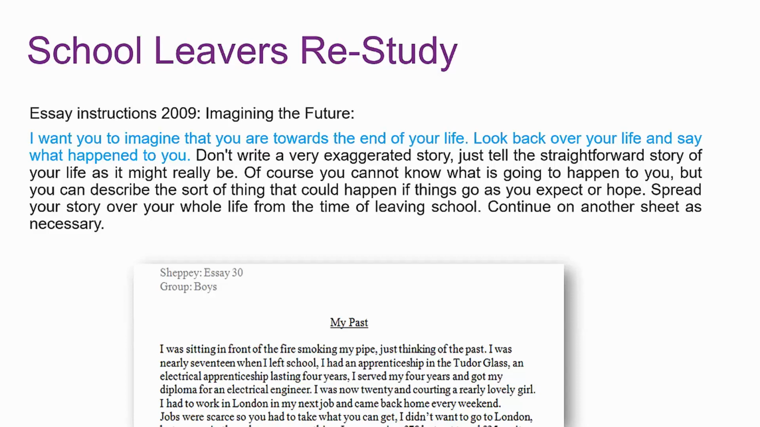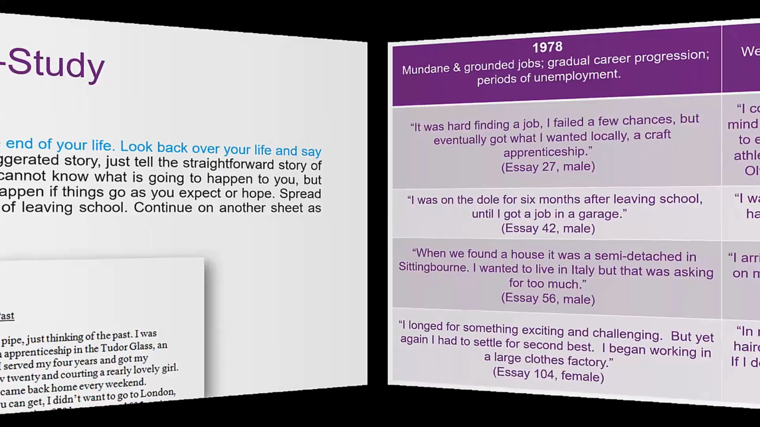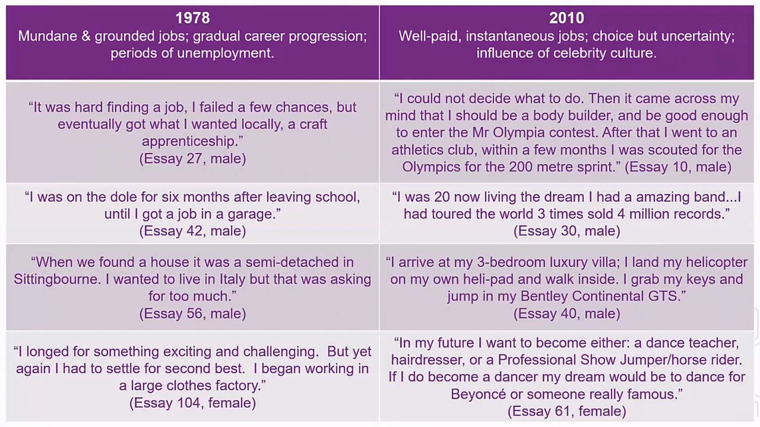And they show the difference of young people's aspirations after one generation, 40 years of time has passed. But how exactly were they different? In 1978, students expected much more grounded and arguably mundane sorts of jobs. Career progression was gradual and it followed on from hard work. And sometimes there were talks of periods of unemployment or even death. And you can see a few examples in the left column of some of the quotations from those essays, such as the one on the bottom.